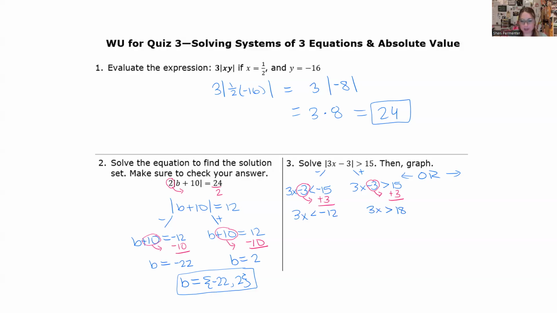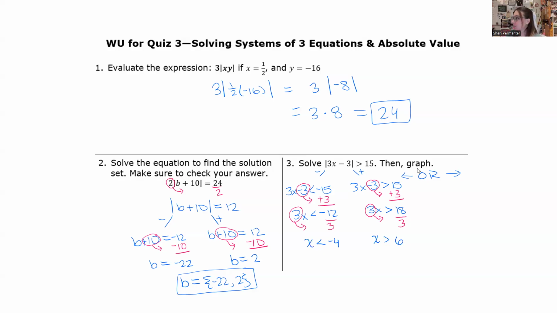What's my last step to get x by itself? Divide by 3. So on my negative branch, what is negative 12 divided by 3? Negative 4. And on my positive branch, what's 18 divided by 3? 6. The question says that I need to solve it, so I just did. These are my answers. But then it says to graph it.